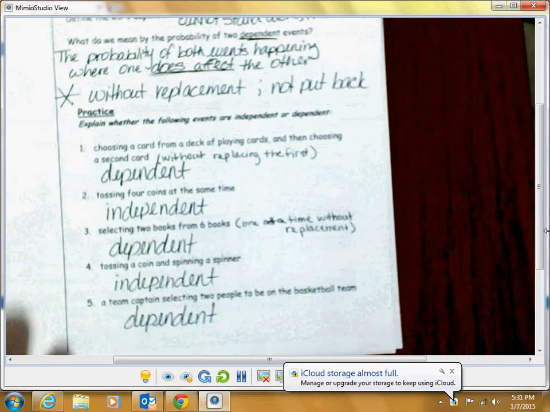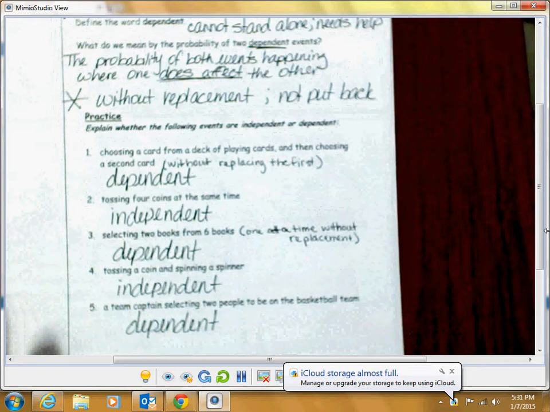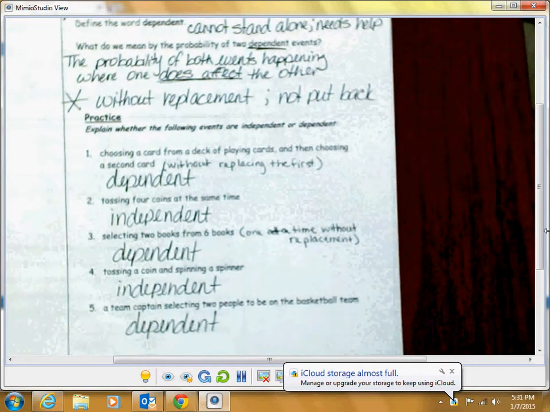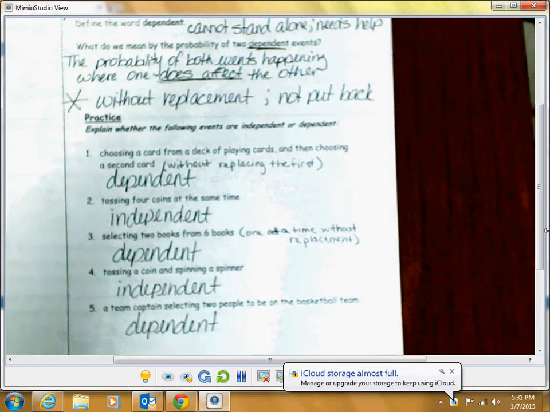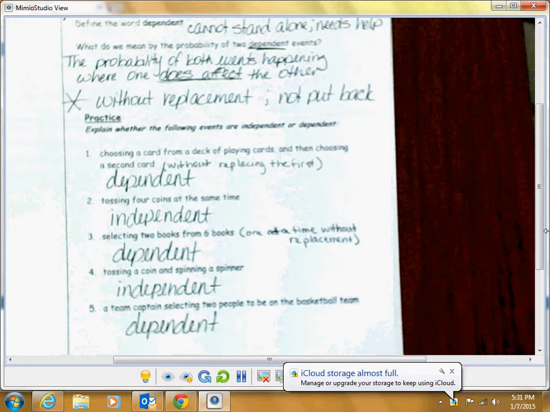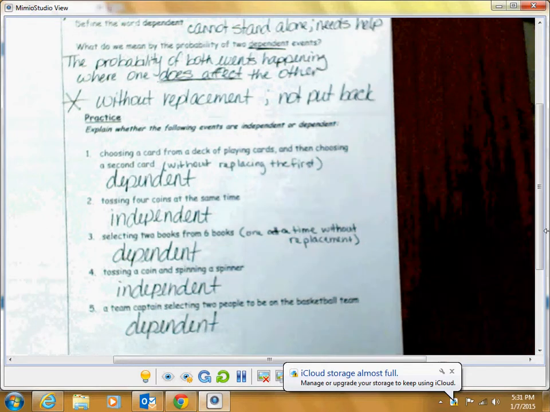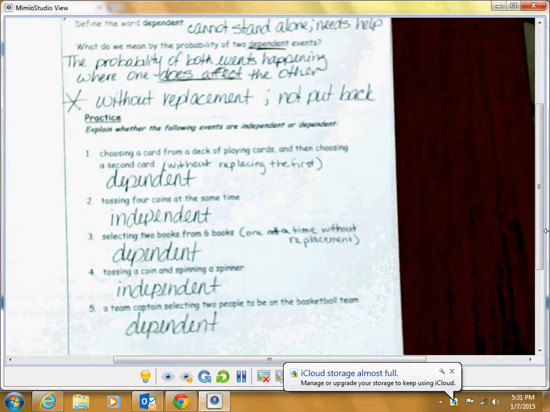Number 3, selecting 2 books from 6 books. So if I got 6 books total and I want to walk away with 2 different books, then that has to be dependent because once I pick that first book, my second book has to be different. I can't pick the first book twice. So therefore, after I've taken out a book, I've got less there on the shelf to pick from for my second book. So my first pick affects my second one. The second one depends on what I picked first.